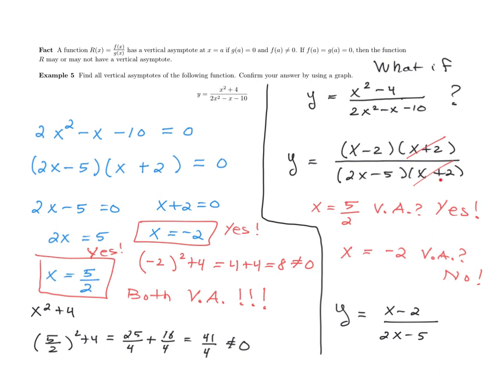And the reason is it does make the denominator 0, but it makes the numerator 0 as well, and those two factors can be canceled. So this function is almost identical to this one. This one doesn't have a vertical asymptote at -2, and neither does this.